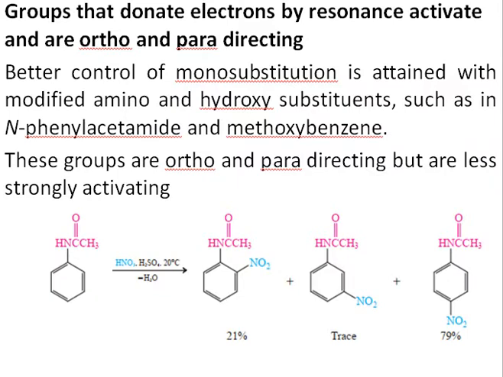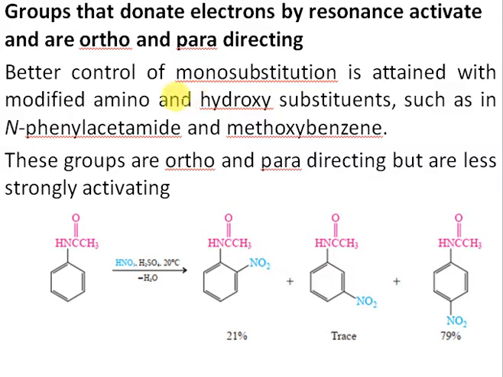So in case you want to get a mono substitution, in the previous slide you saw that if we have an amino group or hydroxyl group, we cannot get a mono substitution. But if you want to get a mono substitution, then you have to modify this amino group or hydroxyl group, right? We can convert the amino group into an acetanilide (acetamide) group, or we can convert a hydroxy group into a methoxy group as well. If we modify these groups, then we can get a mono substituted product.